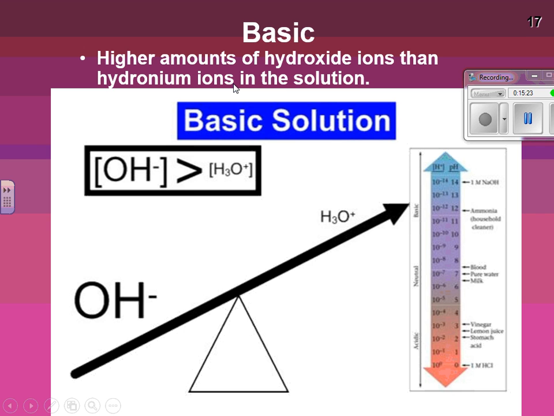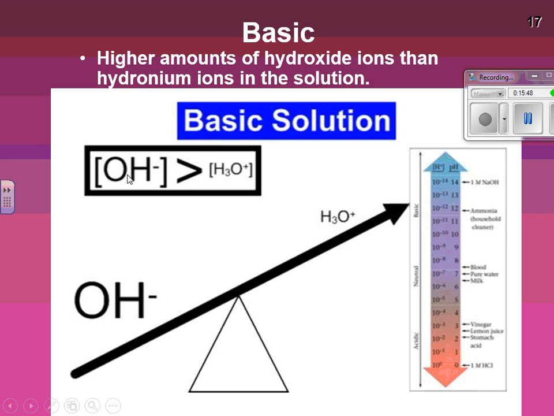Okay? So now, when we're talking about a basic solution, you're talking about higher amounts of hydroxide ions than hydronium ions in the solution. Hydroxide ions are more, so the scale is going to go down. Hydronium ions are a little bit less, so it's going to tilt upwards. Just like a mass scale, the heavier object is going to go down. Now I have this set up so that the arrow is pointing towards the basic side, which makes sense. The more hydroxide ions you have, the more basic it's going to be.